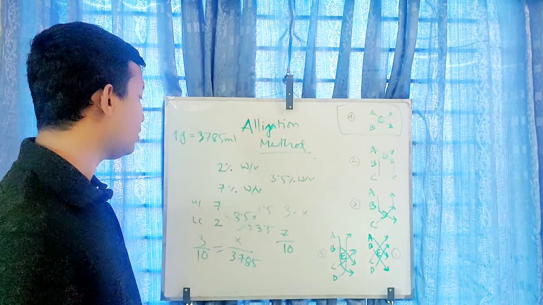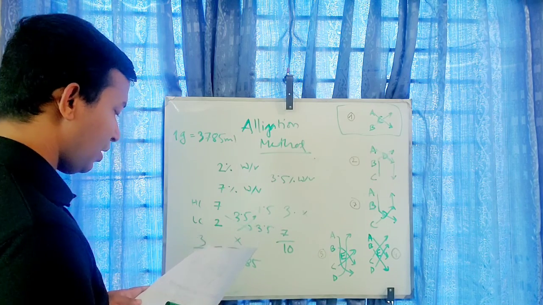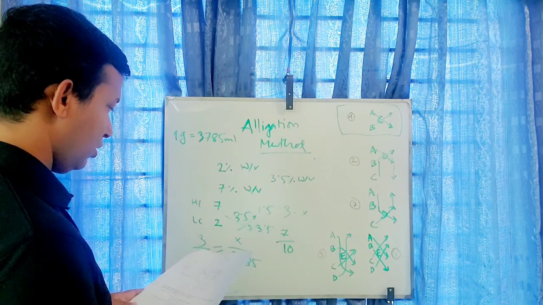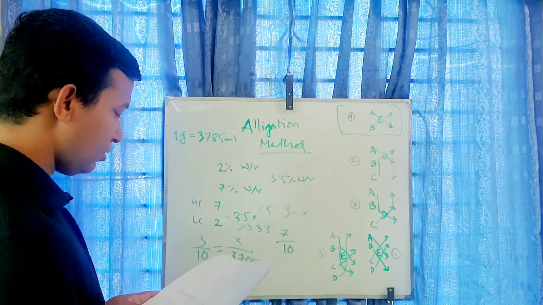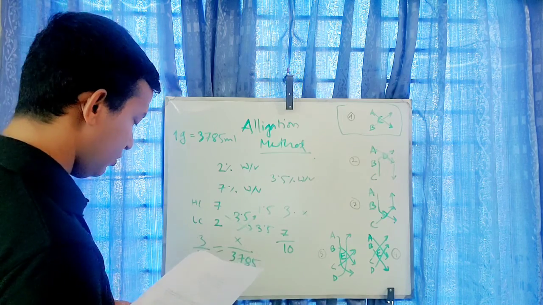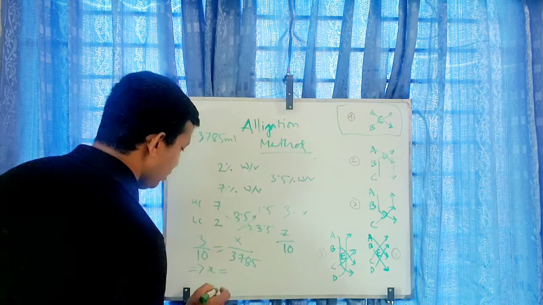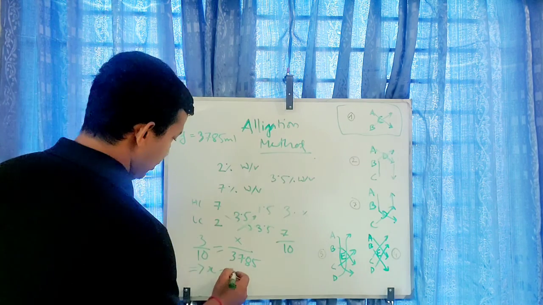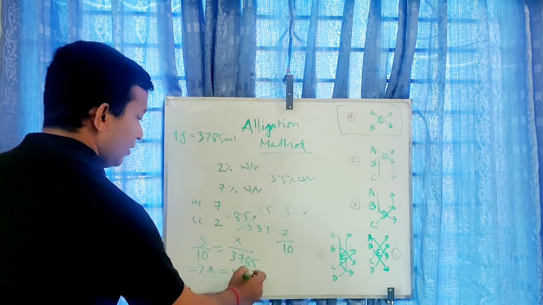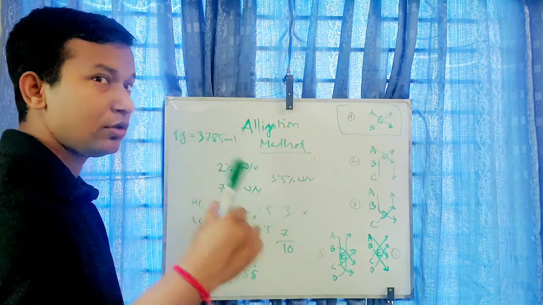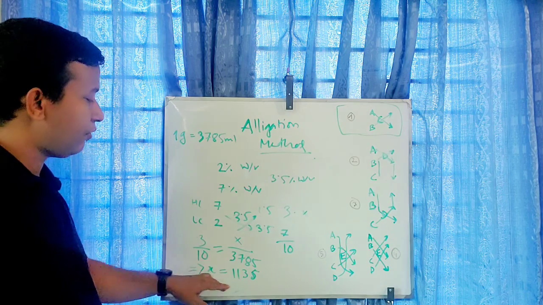Just doing a ratio, proportional equations. From this part, it becomes 10/3 equals 3785 by x. Okay, fine. So here we can have a result like x equals 1135. I'm just not doing the calculations to save the time as well as the space and the ink of this pen. So from these calculations we can have the value of x here.